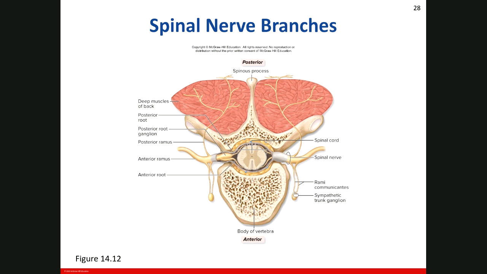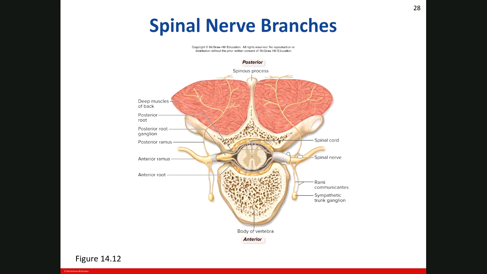We call it rami communicans. And the rami communicans contains sympathetic and parasympathetic branches which innervate your viscera. And I will talk about it in the autonomic nervous system completely. So, when the spinal nerves come out of your vertebral column, it divides into three branches.